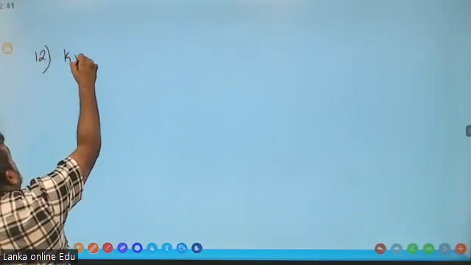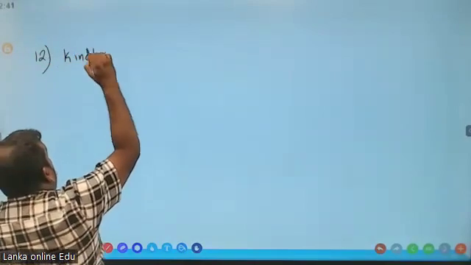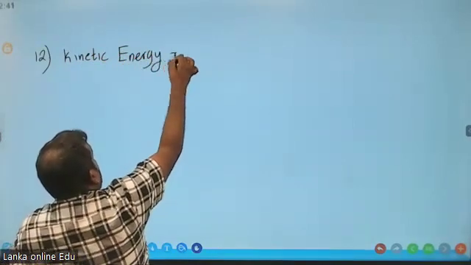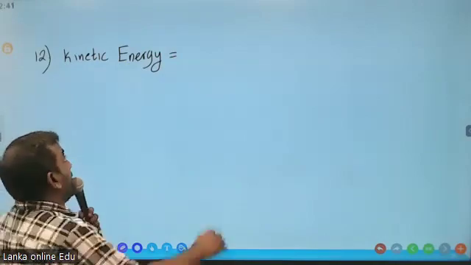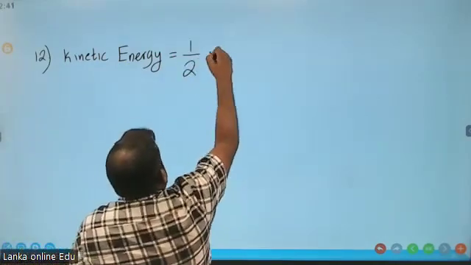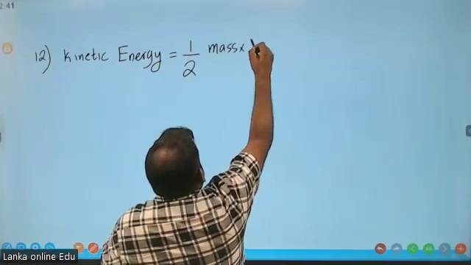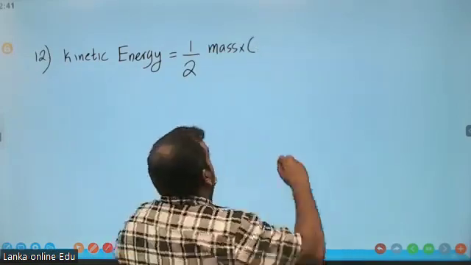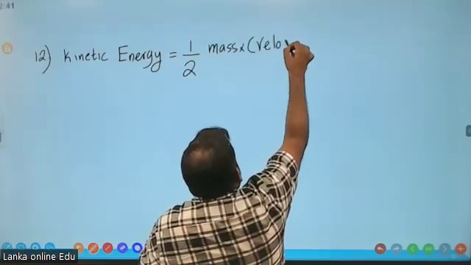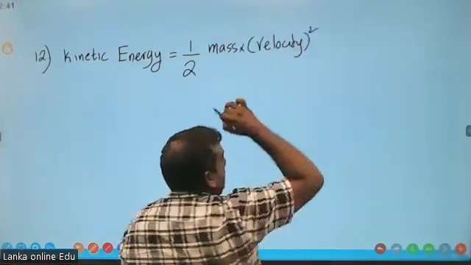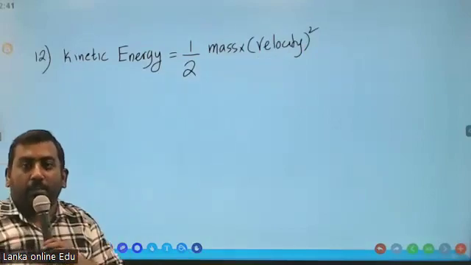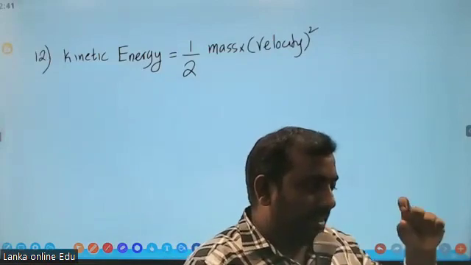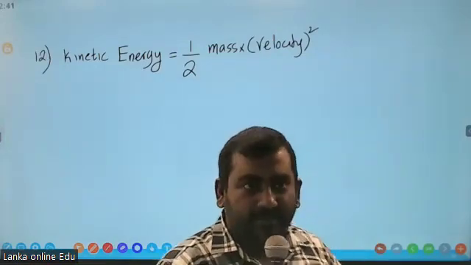Kinetic energy. Kinetic energy is half mass into velocity squared. Mass is fundamental. Velocity I can find using fundamental. So it's going to be a derived quantity. Clear?